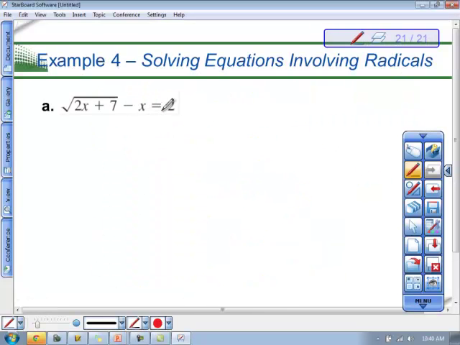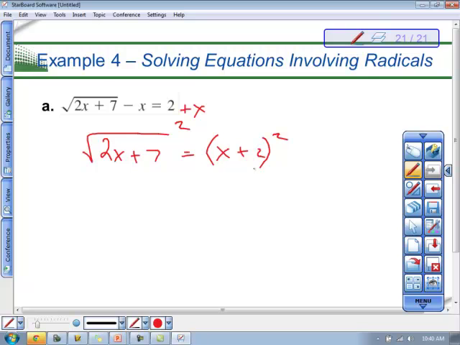We're also going to solve equations involving radicals, so you're going to have things like this. There's different ways to do this, but the easiest way to do this is to add x to both sides, and then square both sides. So you're going to have the square root of 2x plus 7 equals x plus 2. And now I'm going to square both sides. Now when you square both sides, don't forget that you need to put this in parentheses and FOIL. Okay? So this becomes 2x plus 7 equals x squared plus 4x plus 4, when you FOIL it all out.